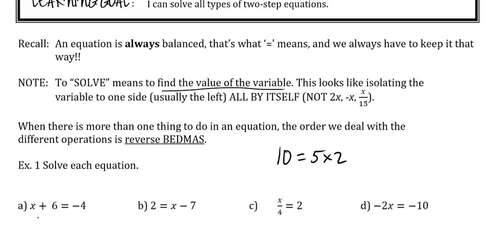Okay. So sometimes we call this isolating the variable, getting the variable all by itself on one side, often the left side, but it doesn't have to be. So we want it to look like this, x equals. I don't want it to look like 2x equals. That's wrong. I don't want it to be -x equals. That's not done yet. I don't want it to be x over 15 equals. That's not done yet either. It has to say x equals.